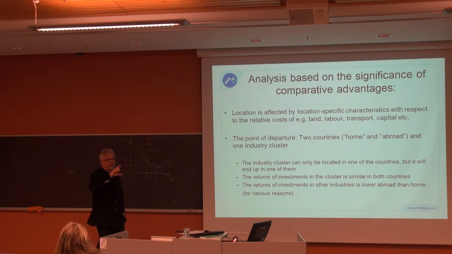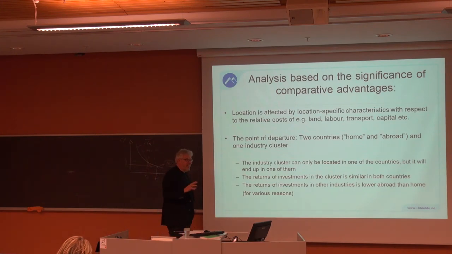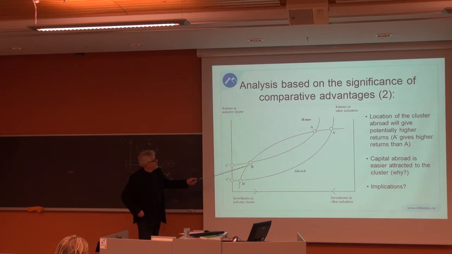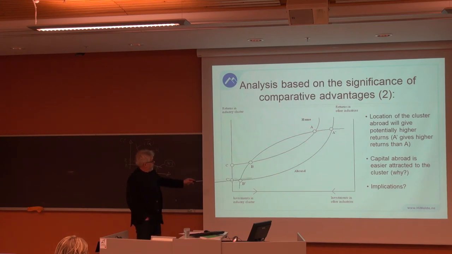Meaning that the difference in the return on invested capital when you compare all other industries with the cluster industry is higher abroad than at home. And then you should watch out if you have a cluster in the area around this unstable equilibrium B, the critical mass point. The return on invested capital in the cluster increases with the size of the cluster, the amount of invested capital. But the return on the other industries abroad is lower than at home, in a high cost country. We can consider this as a high cost and a low cost country, if you like.